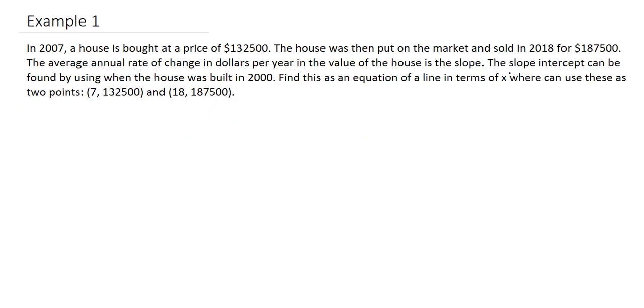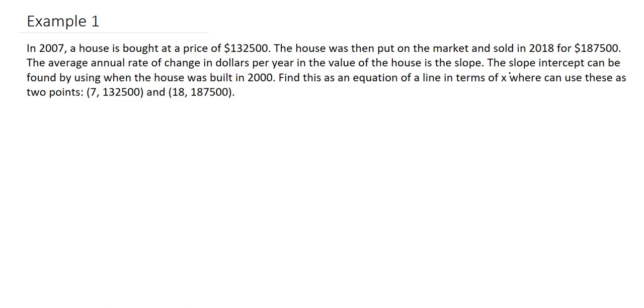Example 1. In 2007, a house was bought at a price of $132,500. The house was then put on the market and sold in 2018 for $187,500. The average annual rate of change in dollars per year in the value of the house is a slope. The y-intercept can be found by using when the house was built in 2000. Find this as an equation of a line in terms of x, where we can use these as 2 points.